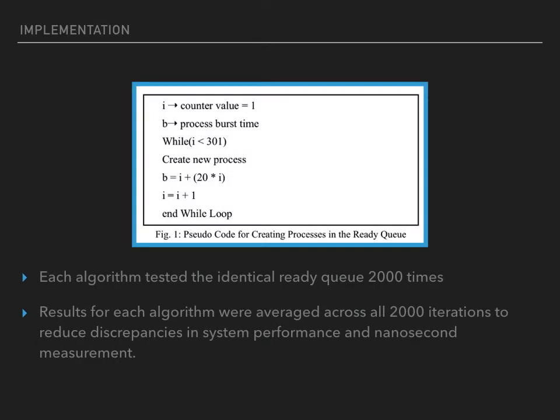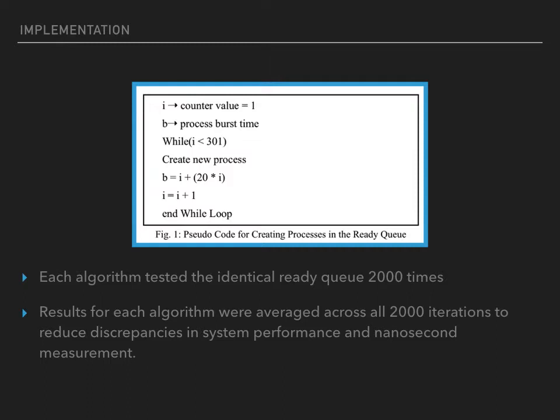A little bit more on implementation. What you'll see in figure 1 is the pseudocode for creating processes in the ready queue. Before processes were sent to each of these methods for testing, I created 300 processes with ascending burst times. I took the counter as 1, multiplied the counter by 20, and then added that again to the counter. This ready queue was sent to each algorithm 2,000 times.